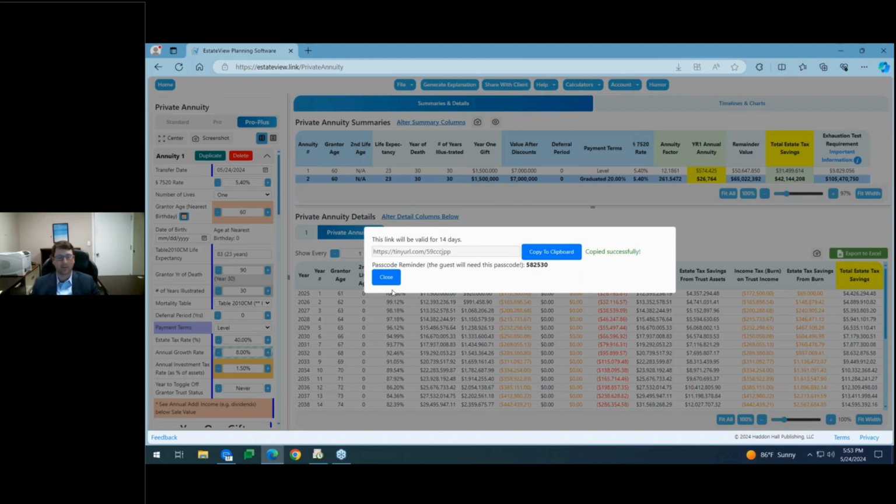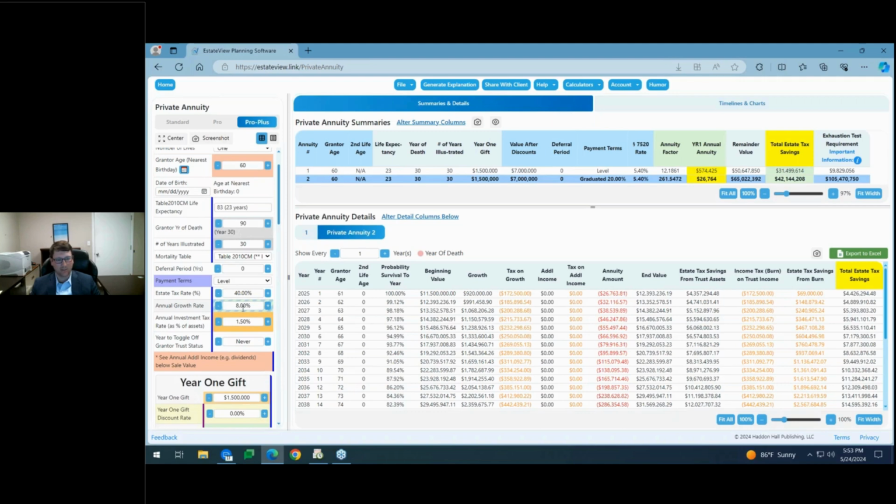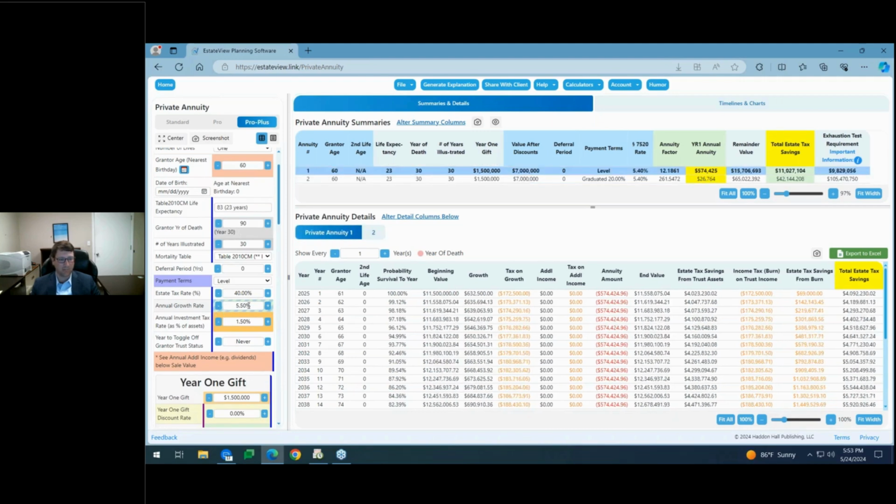And when they have this link, they can actually see the exact same thing that you're seeing here on the screen, and then they can go in and say, well, what if the assets grow at only 6%? What if the assets grow at 10%? What if I wanted to do a graduated annuity? What if it was deferred for 10 years? So it allows them to kind of play with the numbers, be involved with the design of the plan and the structure, and if they're sophisticated and understand how to use the software, something that they might enjoy.